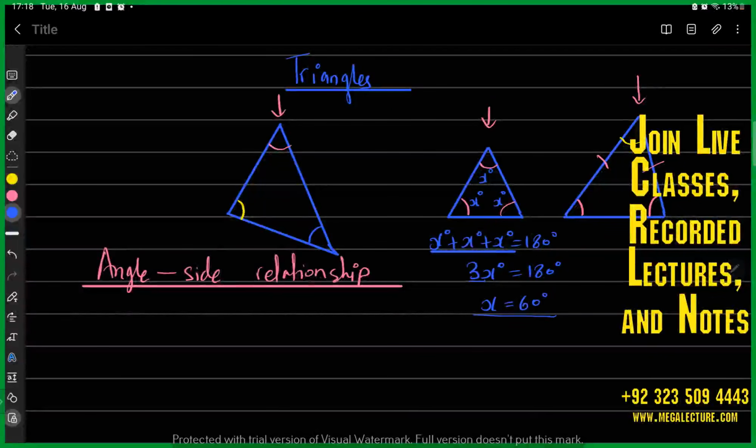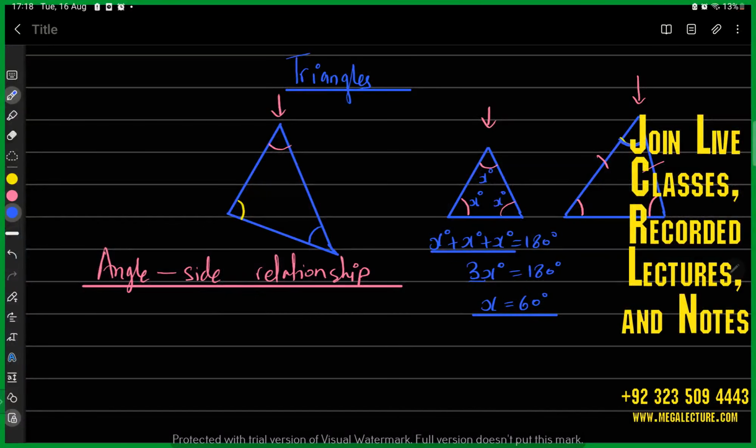So always remember, whenever your triangle is equilateral, that means whenever your triangle has three equal sides, the interior angles are going to be 60, 60, and 60. Similarly, if you have an isosceles triangle, when the two sides are same, and if you know this side right here, you can easily find out the other two sides.